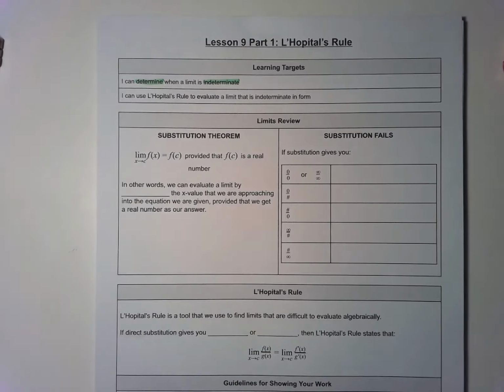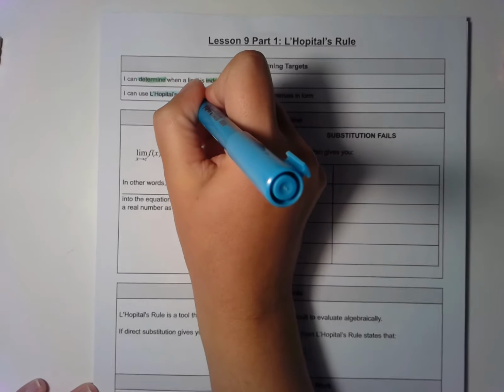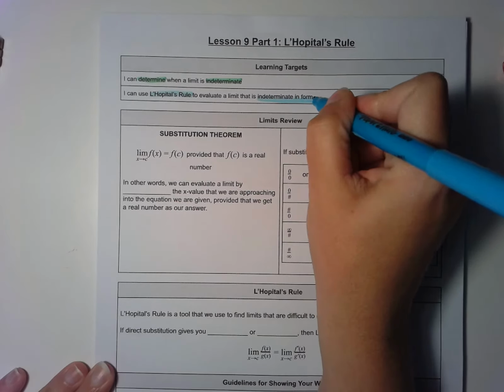Now this is going to be a review of something we actually practiced in Unit 1, which we're going to be connecting kind of limits and derivatives today. And one of the things we learned in Unit 1 is that there were some limits that we called indeterminate. So we're going to review what those are today. The second target for today is I can use L'Hopital's rule. So we're going to be learning a rule to evaluate a limit that is indeterminate in form.